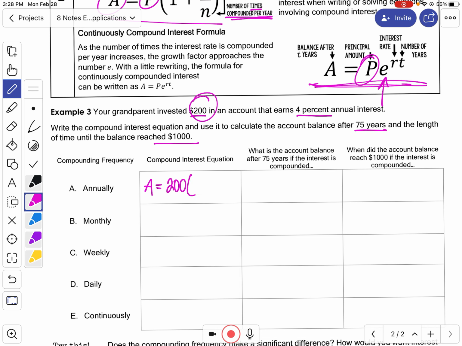And it says earns, that's a key word, plus. So I'm going to have 1 plus the rate, which is 4%. Remember, we have to change that to a decimal. Common mistake there. So either divide it by 100 or move your decimal 2 places to the left. It should be 0.04, and then we're raising that to the t power, which is the time.